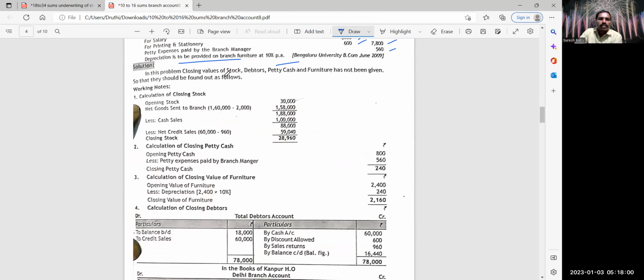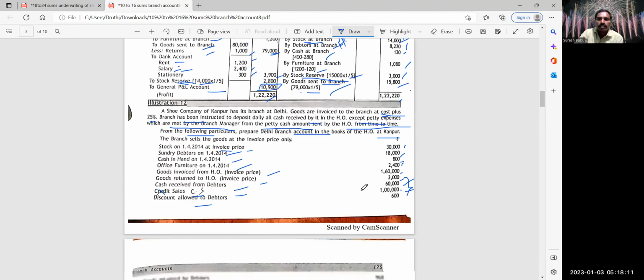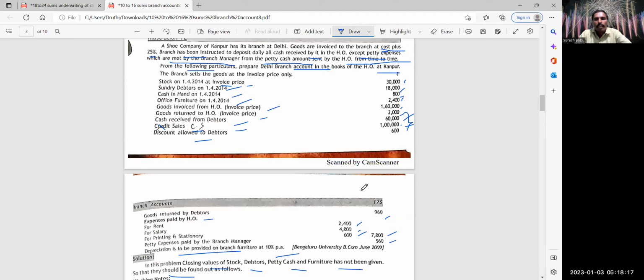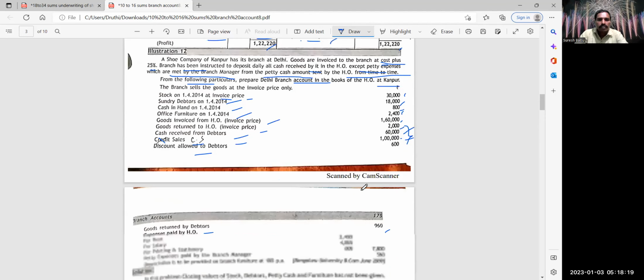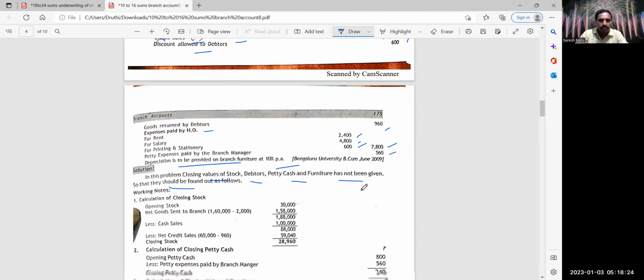In this problem, closing value of stock, debtors, petty cash and furniture has not been given, so they should be found out as follows. Openings are given. Closing is not given. We need to find out. So how to find out? The calculations are very critical here. It's very, very important. You need to revise over and over, right?